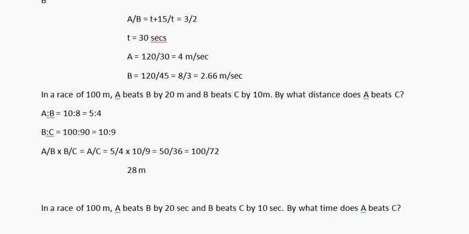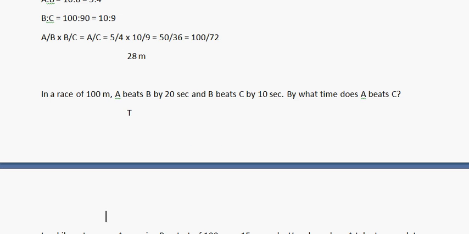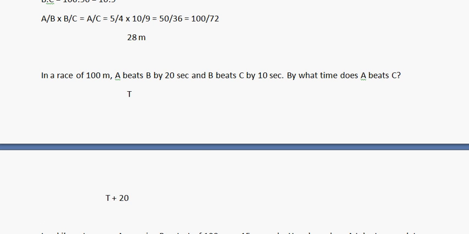Now another interesting question in this is A beats B by 20 seconds, right? So if A takes time t, B takes t plus 20 to complete the race. And B beats C by 10 seconds. So if B takes t plus 20, C would take t plus 30, right? Simple. A takes t to cover that distance of 100 meters. B takes t plus 20 to cover the same distance. Now it says B beats C by 10 seconds, which means if B takes t plus 20, C would take t plus 30.